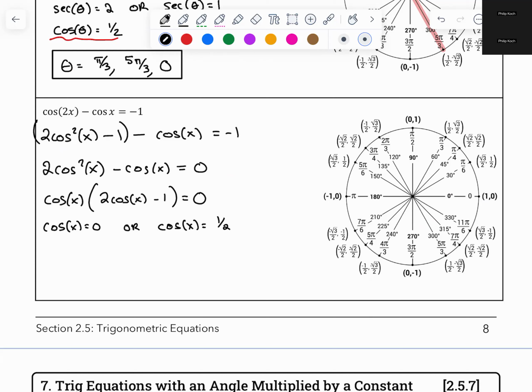So cosine of x equals 0 from a unit circle approach. That would be when that's the x coordinate. So that would be at pi over 2 and 3 pi over 2.